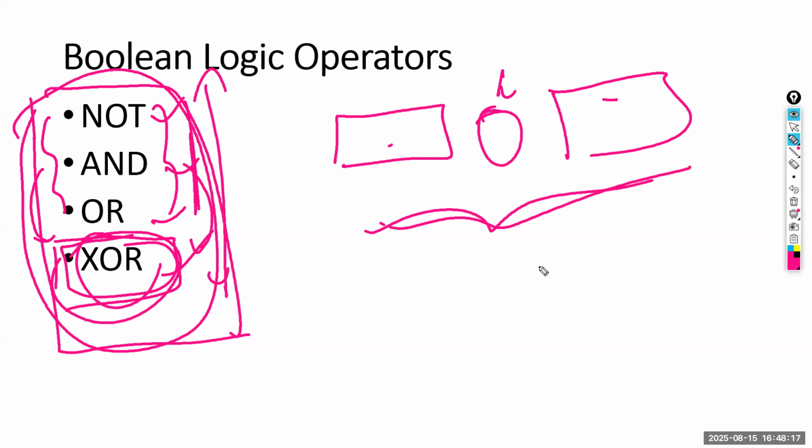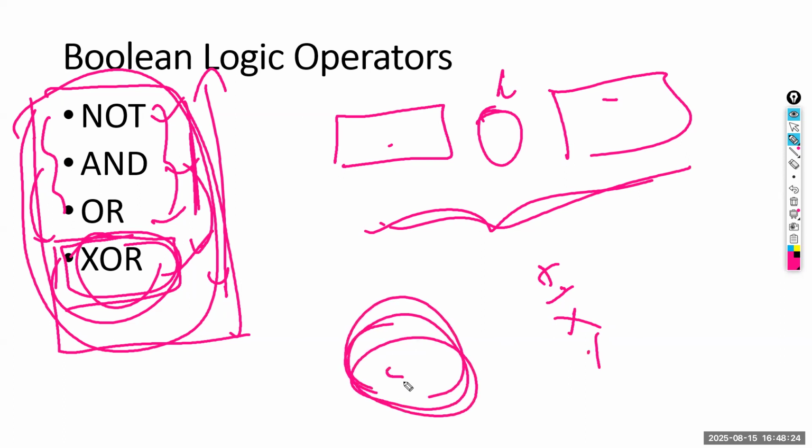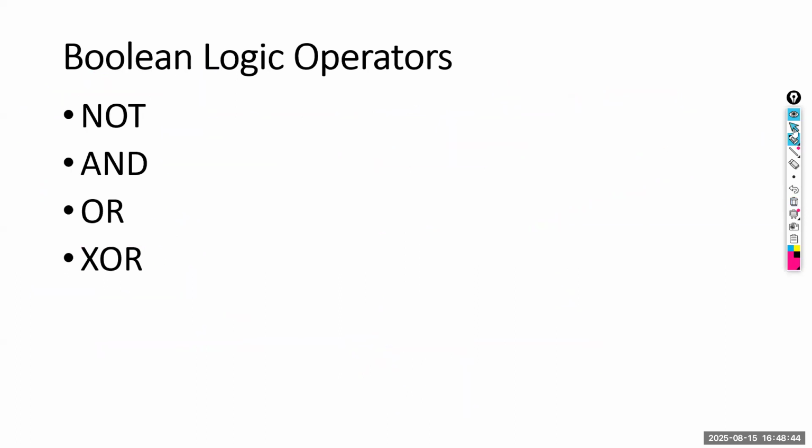Just like plus, subtract, multiply, divide make sense for numbers, AND, OR, NOT, XOR make sense for propositions. Okay. Is it clear? I'm doing this super slowly because I told you this is the most important topic for your life, for your A level, for your career.